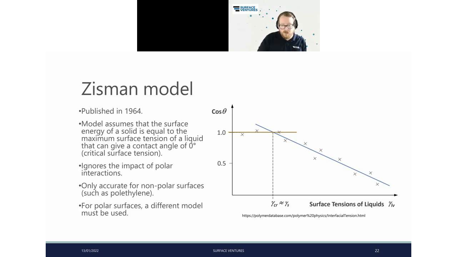So if we think about going left of that critical surface tension, there's still an area that can be explored here as we go into imaginary contact angle. This is something Sebastian's going to talk about a bit more in terms of tensiometry. But now coming back to the Zisman model, it ignores the impact of polar interactions and is only accurate for non-polar surfaces, something such as polyethylene. Whereas for polar surfaces, a different model has to be used.